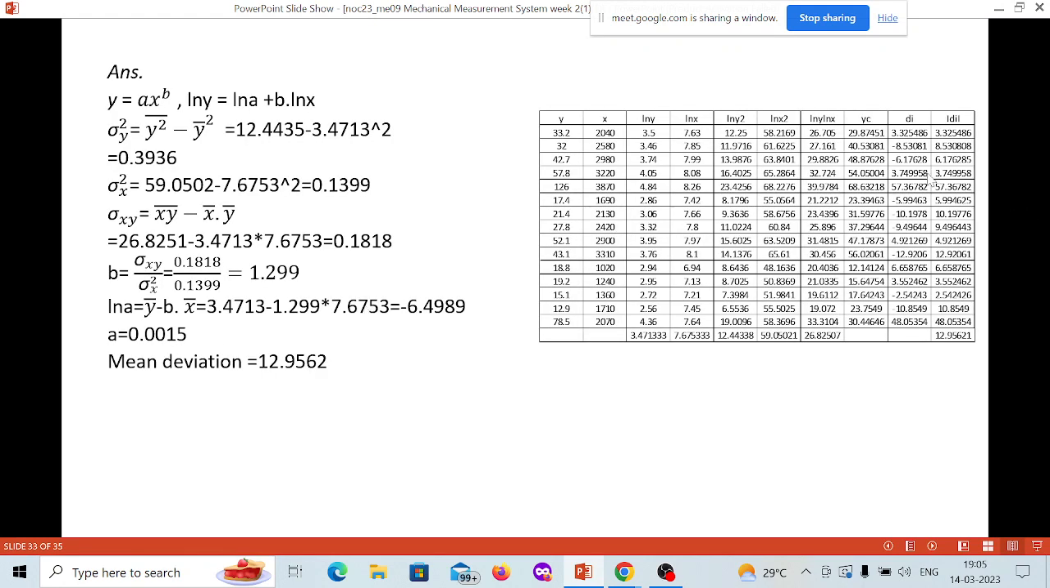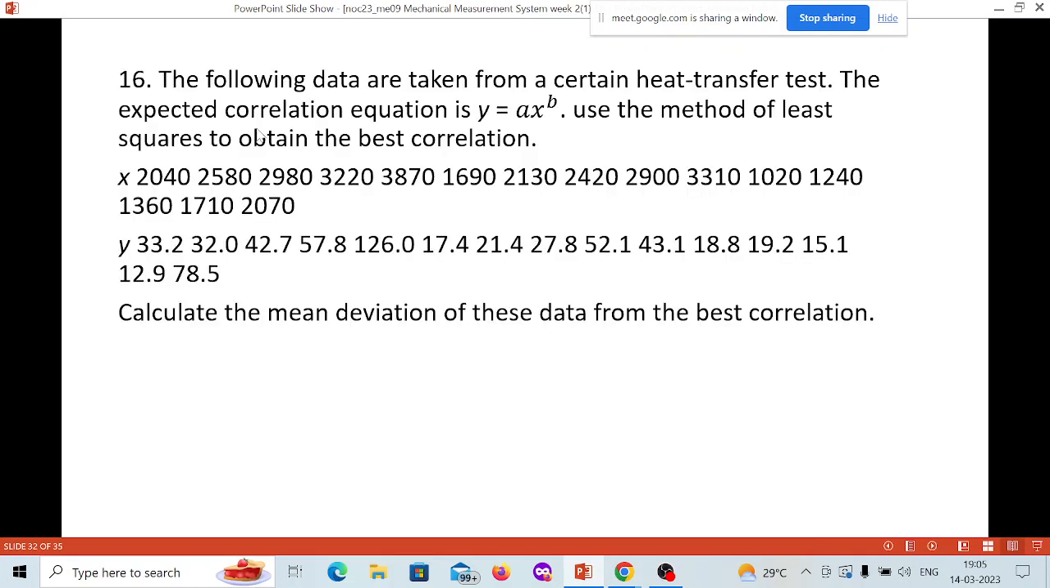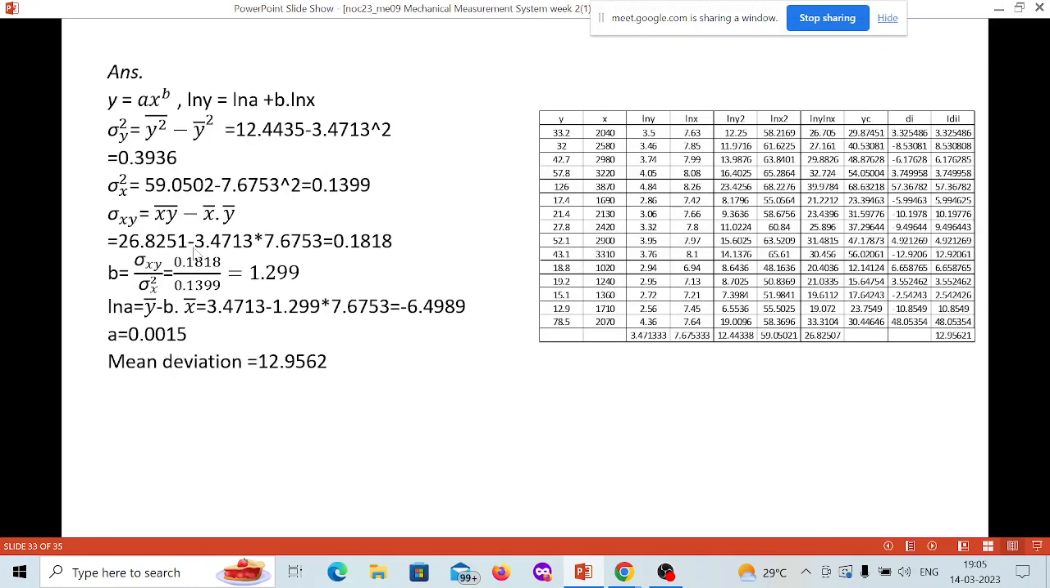So the mean deviation is found by finding yc, the indicated value of the curve. You substitute the x values 2040, 2580 and so on to find the respective y values.